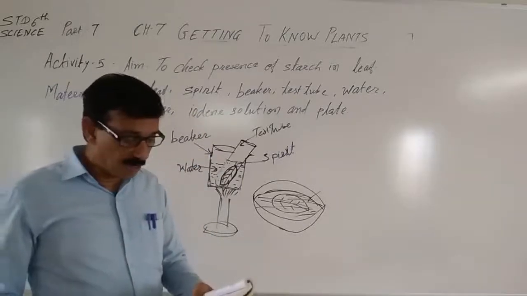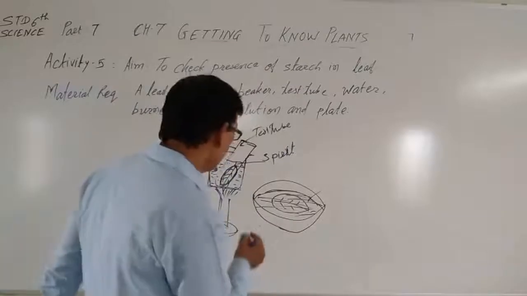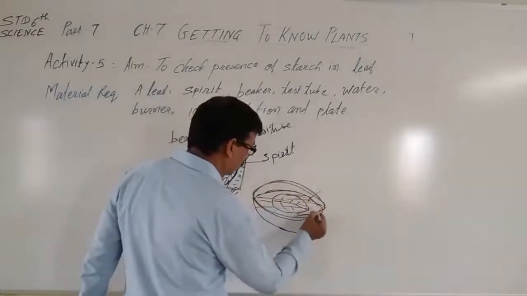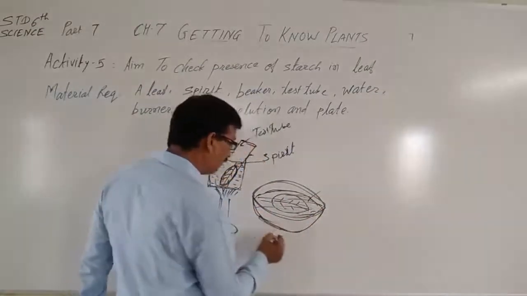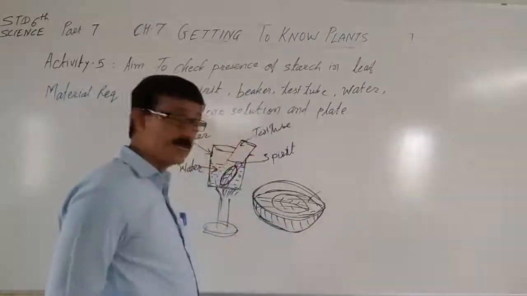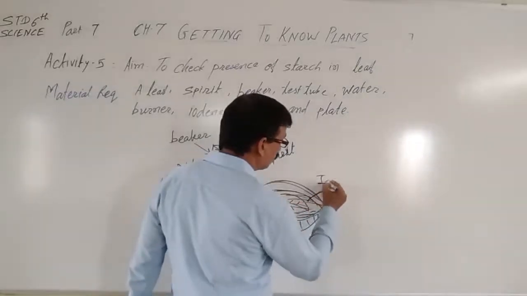Place it on a watch glass and pour some iodine solution on it. Now here you can see there is a watch glass. This is a watch glass. Or we can take a glass bowl also. This is a bowl. Now take some iodine solution. This is iodine solution.